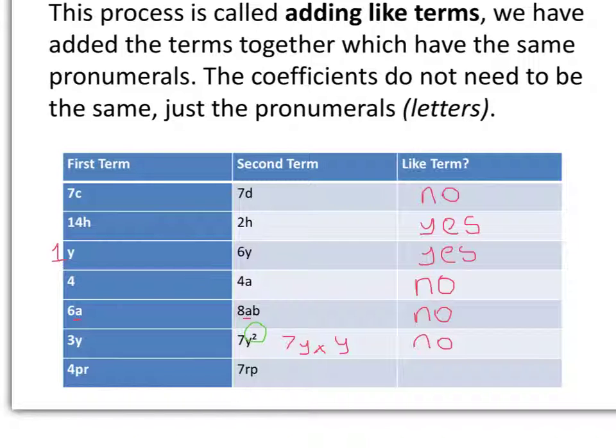And finally, another thing that's really important to remember, it doesn't matter what order the letters are in. So this one means 4 times P times R, and this one means 7 times R times P. As long as we have the same letters in there, it means that they are like terms.